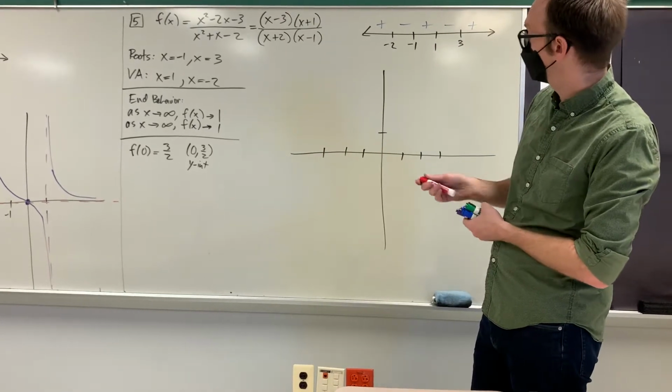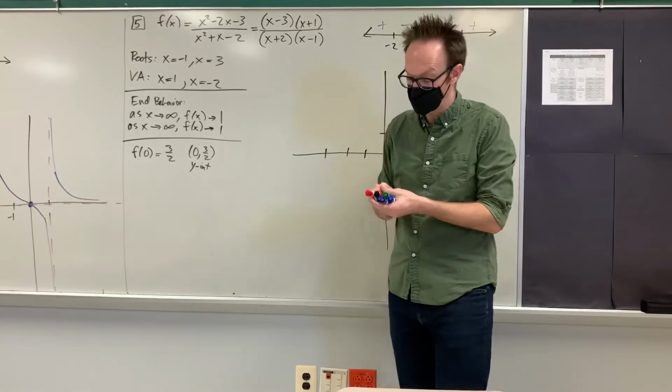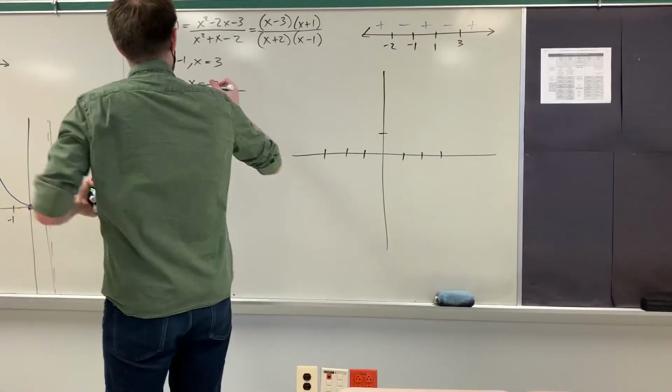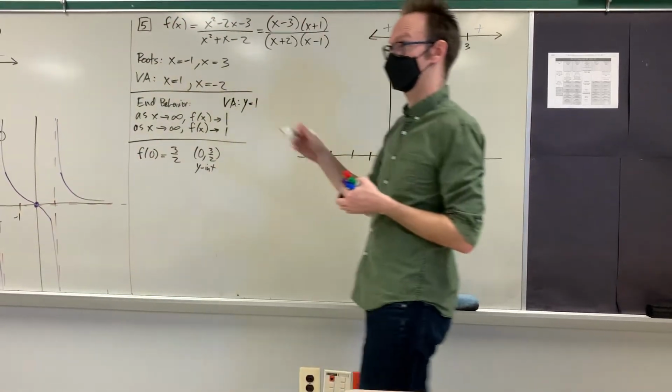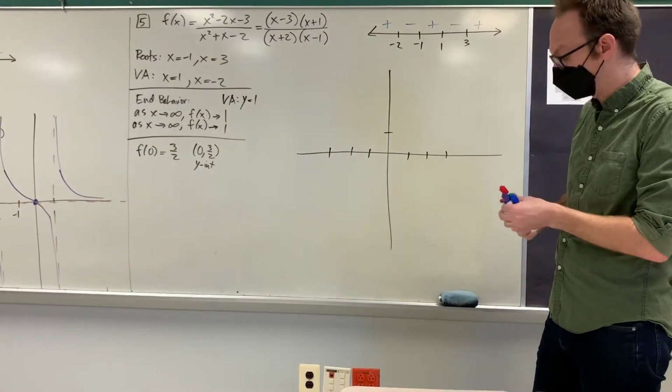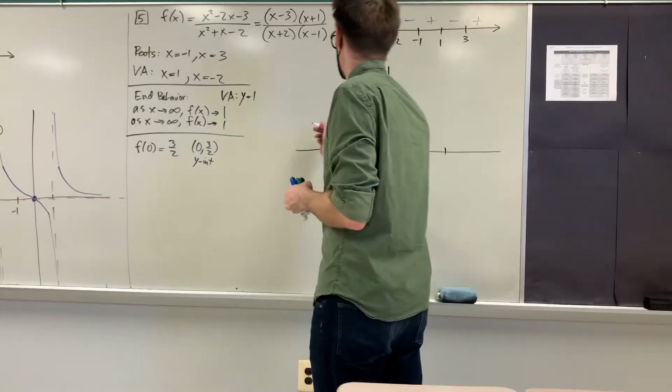We agreed that there was a horizontal asymptote at y equals 1. I didn't write that down, but I will write that now. Horizontal asymptote y equals 1. That's because the end behavior is 1 in both directions. So I'm going to add that in. That's just what we mean by that.